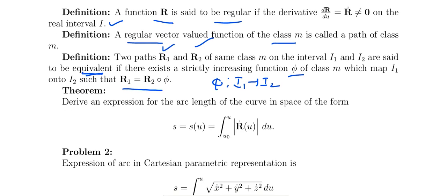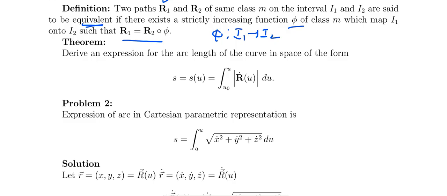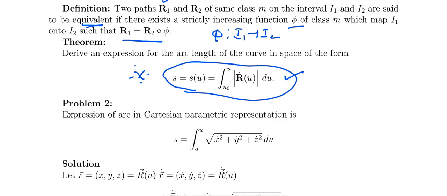And derive the expression for the arc length. Okay, இதெல்லாம் ரொம்ப ஈஸியான ஐடியா, ஐ தாட் very early stage ல படிச்சிருப்பீங்கன்னு நினைக்கிறேன். So derive the expression for the arc length of the curve in space of the form s equal to s of u equal to integral from u naught to u of r dot of u. R means the path, r dot of u, that is dr by du, the derivative with respect to the corresponding parameter, into du. This is called the arc length of the curve. This is the first formula நீங்க படிக்கிறதுல, the very first formula.